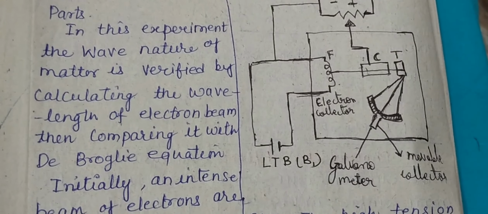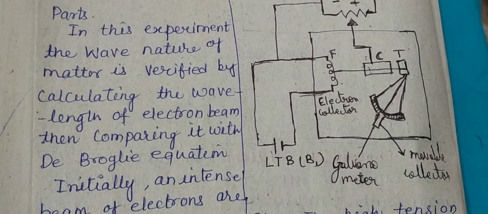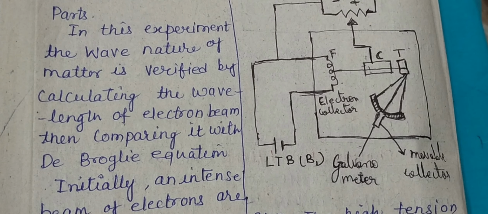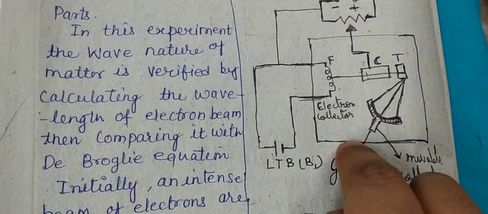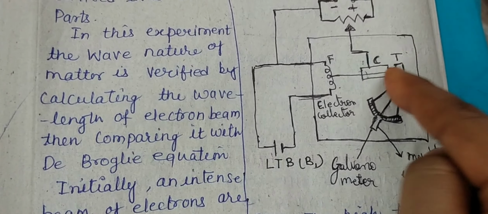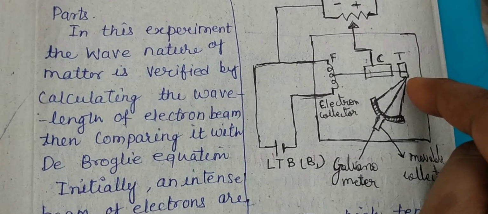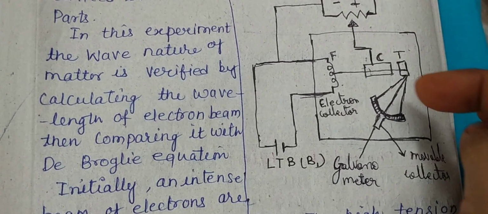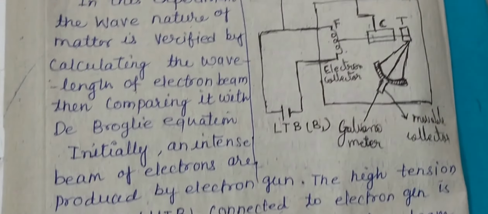In this we have three parts: first, second and third. First, the electron gun produces the electrons, which bombard the crystal. Then they collect the electrons, and the galvanometer shows the intensity.